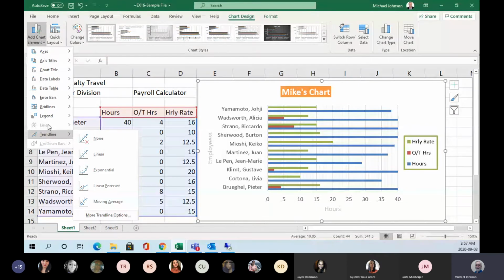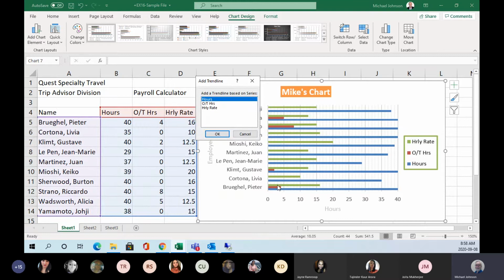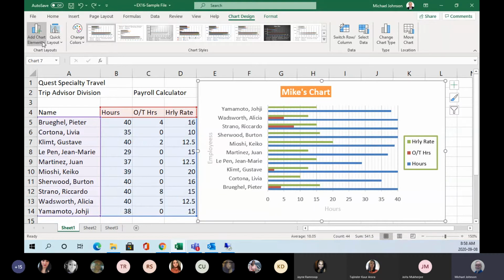For trending, we can decide how we want the trends to be. So maybe what we want to see is what direction are things going? Well, we can take a look at, let's say, a linear approach. And it wants to know what is it you want to see a linear approach to? Well, I'd kind of like to see the overtime. So we'll look at overtime. There you go. So now I have a line here that's showing me the overtime, the direction of the overtime. And of course, I can undo that, come back in here and do that again.